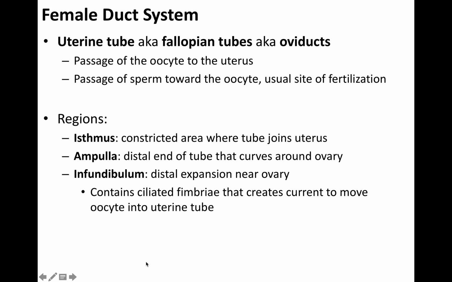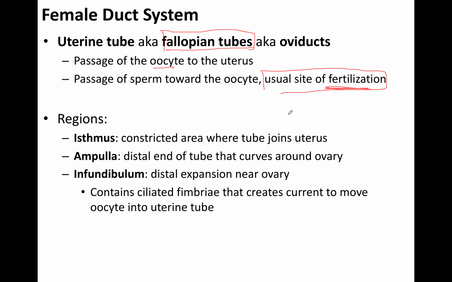So once ovulation occurs, the egg then has to be swept up into the uterine tube, which has three names: uterine tube, fallopian tube, or the oviducts. This fallopian tube is the most commonly used term, so I'll try to use that more often. But basically, the fallopian tube is where the oocyte moves towards the uterus. It is also going to be the site of fertilization. That is a very important thing. The uterus is not where fertilization occurs.